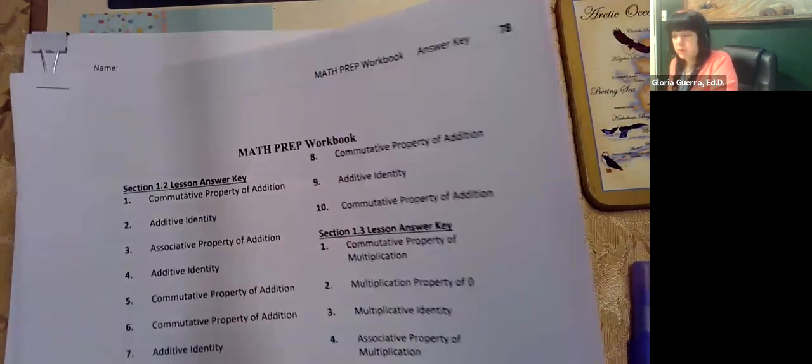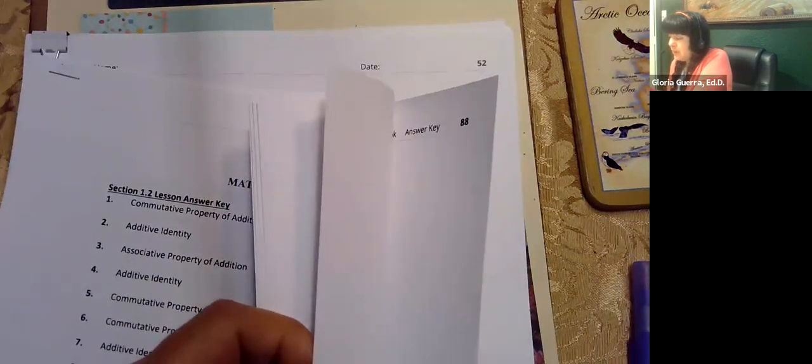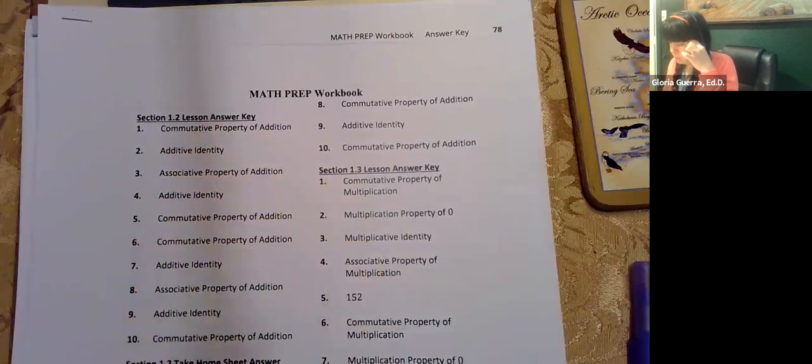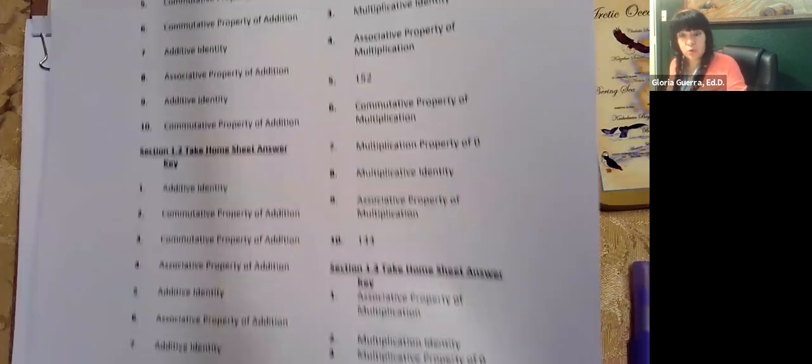And then you can check your answers. What I did, I just stapled pages 78 through 88 as an answer key. These are the answers for your practice, your take-home lesson, and it's down here. See, take-home lesson. So you can check your own work.